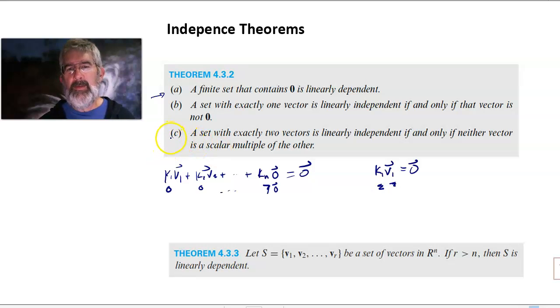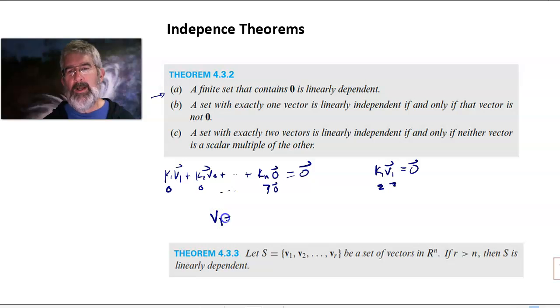And then the third part here, a set with exactly two vectors is linearly independent if and only if neither is a scalar multiple of the other. This seems to me like what I call definition 2 in the previous video, that if you only have two vectors, it's linearly independent if none of the vectors is a linear combination of the others. So it's linearly dependent if one of them is a linear combination of the others.